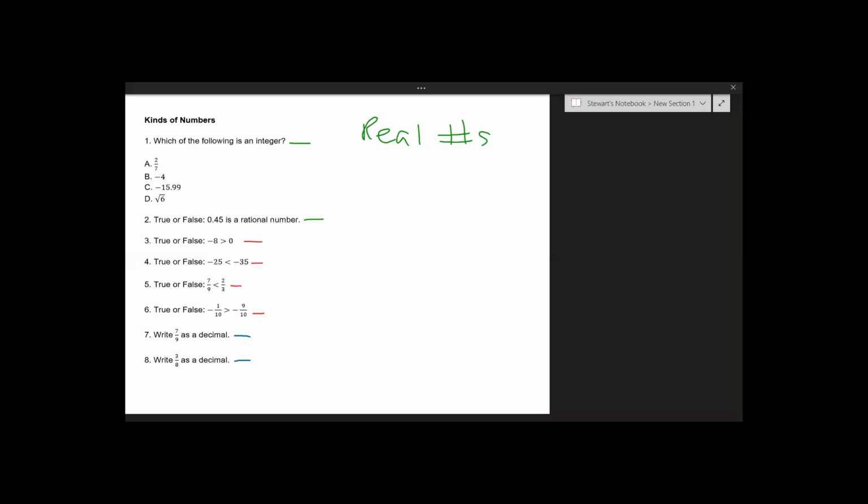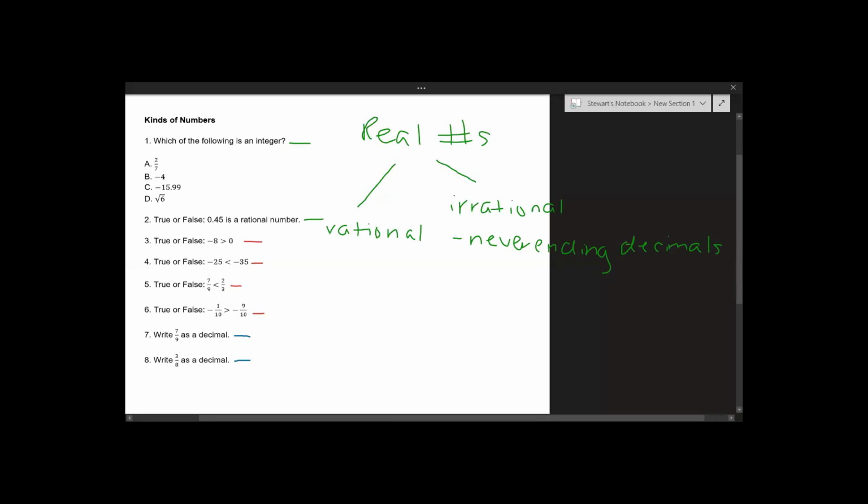And then from here, we can break it into two sections. We have irrational numbers. And then we also have rational numbers. Irrational numbers are numbers that generally are decimals that go on forever, and they don't have any kind of pattern. They just kind of go on and on and on and never stop. So those are irrational numbers. Those would be never-ending decimals, numbers that go on forever.